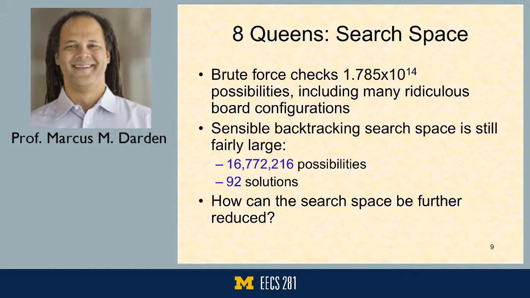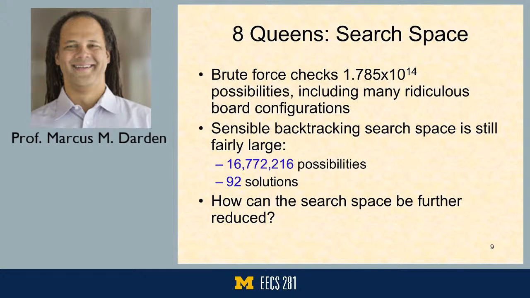So we said, let's be a little bit sensible about it then. Since I know that I can't have more than one queen in every row, column, and diagonal, as I start placing the queens, what if I just place one queen per row? That's decent. It makes no sense if I do anything more than that. So if I get to just placing one queen per row, that cuts me down quite a bit. I still end up with about 16 million possibilities on my way to finding the 92 different solutions for eight queens.